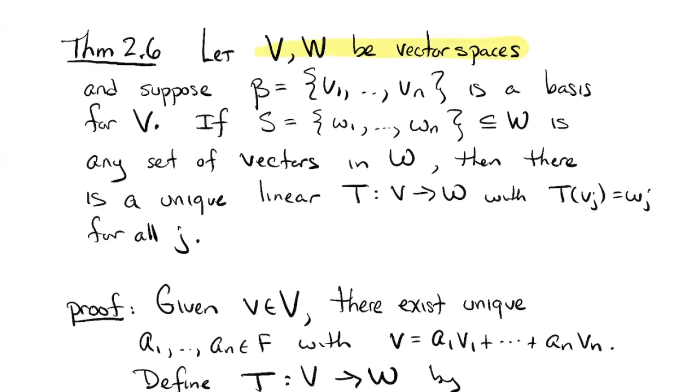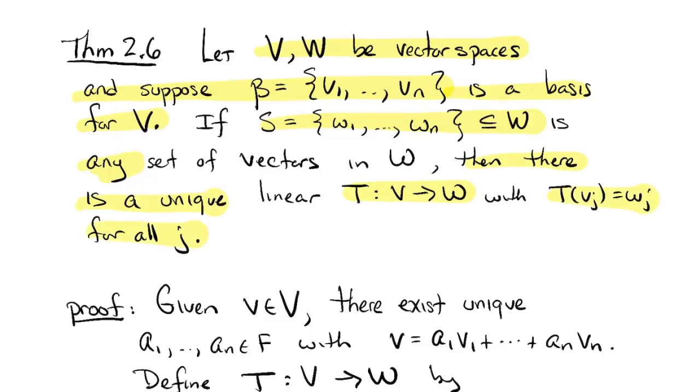Given two vector spaces, we take a basis for one of them called V. V has finite dimension n. Then you pick any subset of vectors in the other one, W. I wrote w1 to wn, but those things don't even have to be distinct. That subset could be w1, w1, w1. It's just any vectors in W that you've indexed with the numbers 1 to n. And then the conclusion is that there is a unique linear transformation from V to W that sends vj to wj.